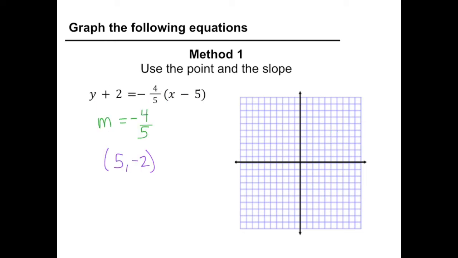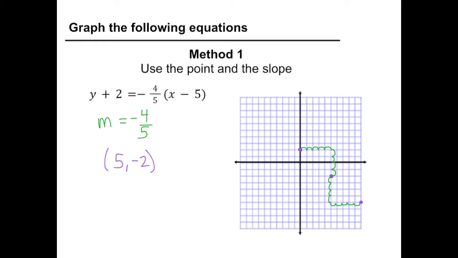So in the second one, still using the point and the slope, we should get -4/5 as the slope, and +5, -2 as the point. So again, I'm going to start at 5, -2, and then I will count down 4, 1, 2, 3, 4, to the right 5, 1, 2, 3, 4, 5, and that is where I will put my next point. And then to get points in the other direction, instead of going down, I will go up, 1, 2, 3, 4, and instead of going to the right, I will go to the left, 1, 2, 3, 4, 5, to continue with my 4/5 slope.